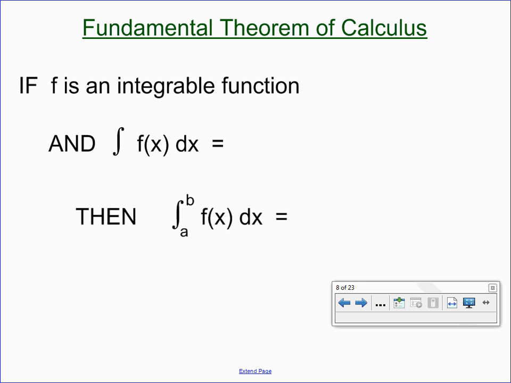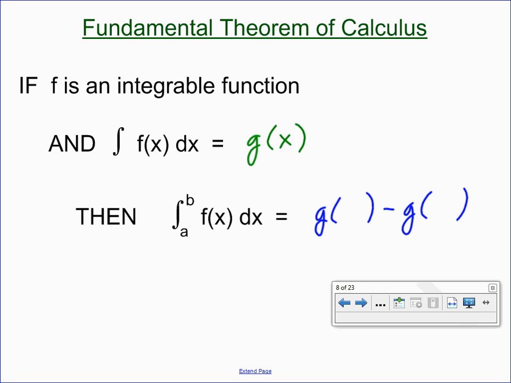So if f is an integrable function, that just means an antiderivative for it exists, and the antiderivative of f is g of x, then I can evaluate the definite integral of f on the interval a to b simply by using that antiderivative function and doing what? Well, what is the definite integral of f over the interval a to b in terms of g? How can I evaluate that? Riley? G of b.